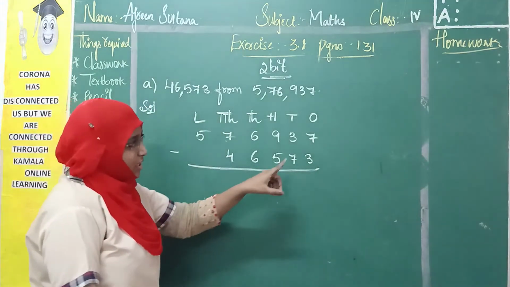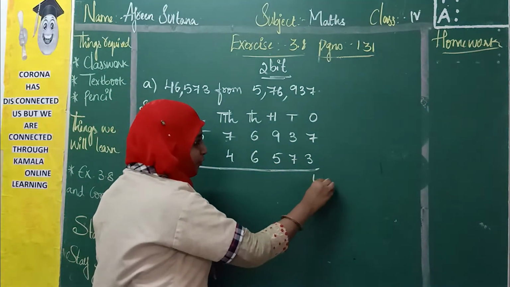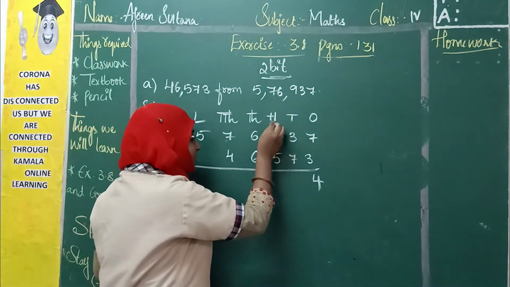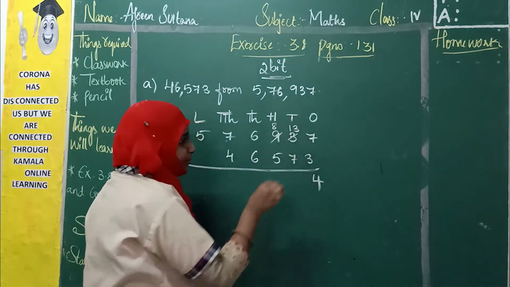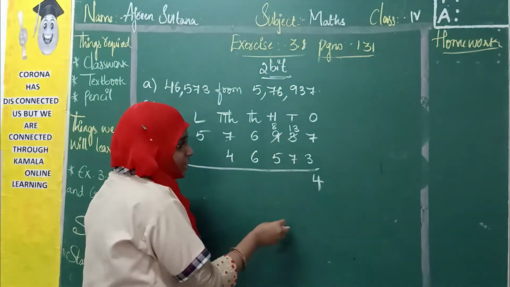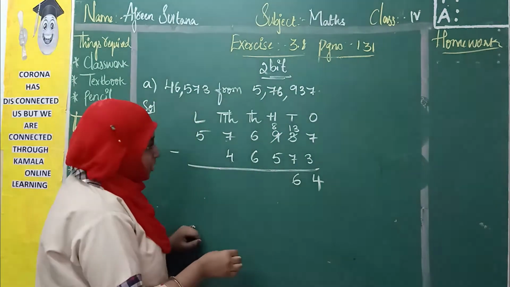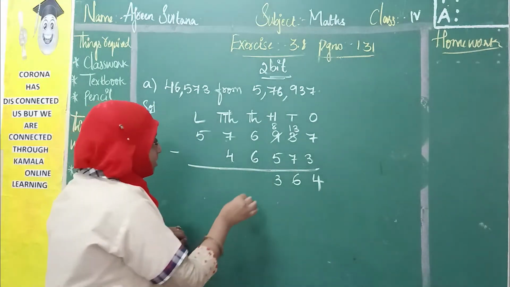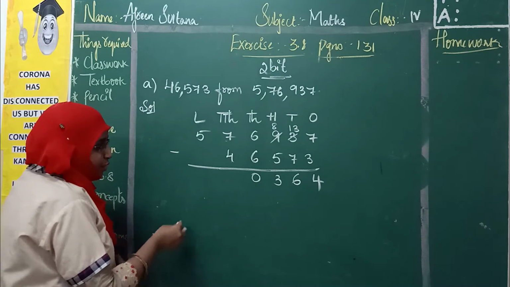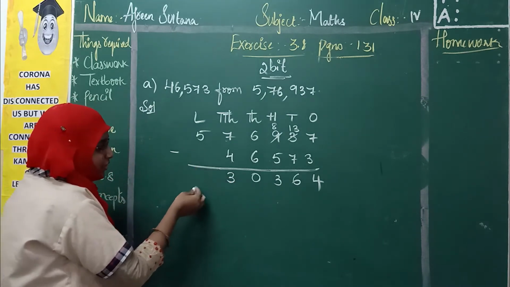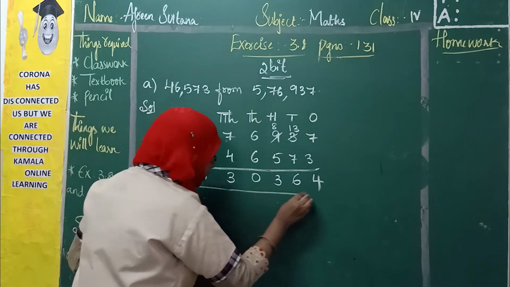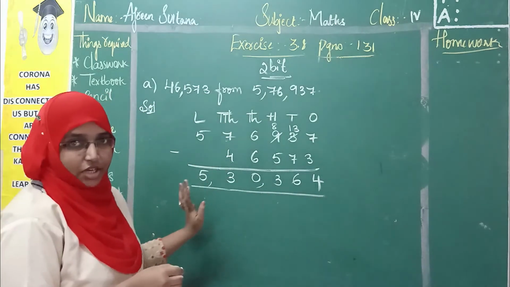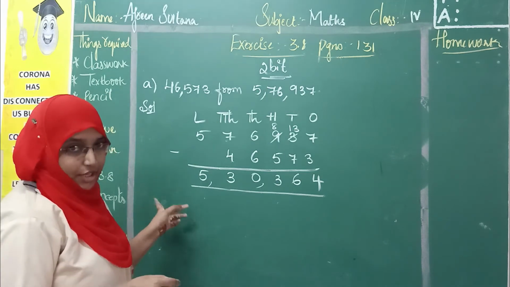Okay. Now 7 minus 3 is 4. We cannot subtract 7 from 3. So now I borrow. Now this becomes 8 and this is 13. So 13 minus 7 is 6. Okay. Next 8 minus 5, 3. 6 minus 6, 0. 7 minus 4, 3. As there is no number here, we will write the same, that is 5. So what answer did we get, what is the difference? That is 5,30,364. Now I need to verify, I need to check.